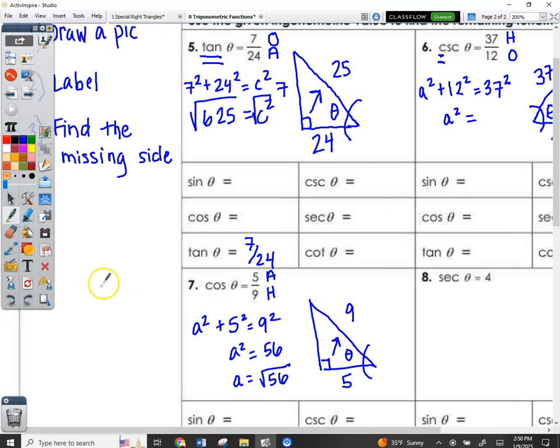Let's see, factors of 56. 1, 56. 2, 28. Yeah, 3 won't go. 4 goes in 14 times. 5 won't go. 6 won't go, 7 times 8. It's looped back around, so we're done. Any of these perfect squares? 4.